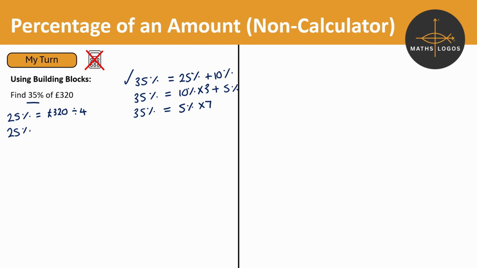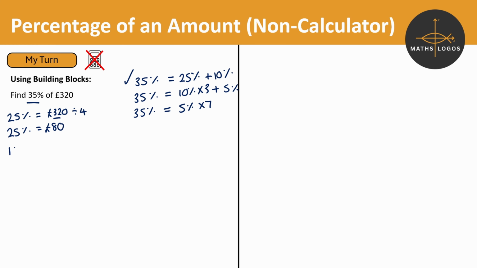So 25% is equal to, do 32 divided by 4 to give you 8, and then use your related calculation. If you know 32 divided by 4 is 8, 320 divided by 4 must be 10 times larger, it must be 80. That's your 25%.